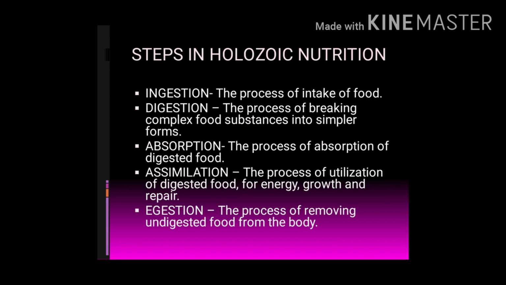Now we can brief out the various steps of holozoic nutrition. The first step is ingestion. The process of taking in food is known as ingestion. Second step is digestion, the process of breaking complex food substances into simple forms. Then third, absorption, the process of absorbing the digested food. Next step, assimilation, the process of utilization of the digested food for energy, growth and repair. Last step, egestion, the process of removing undigested food from the body.